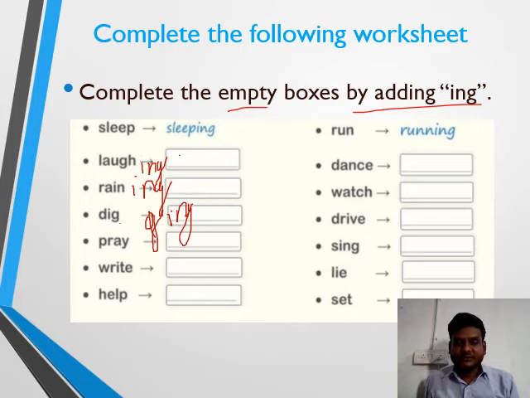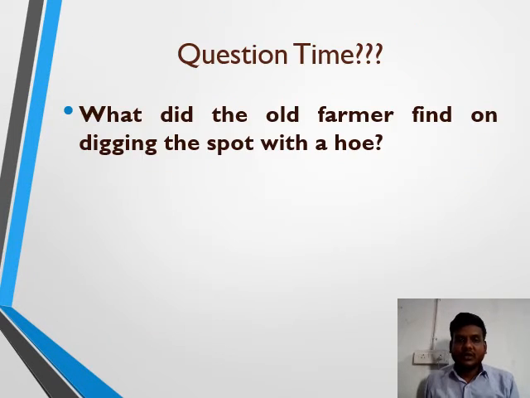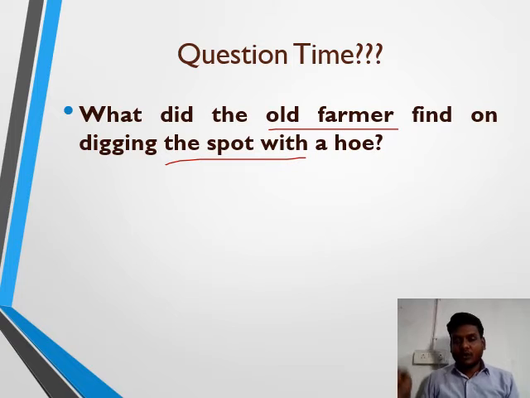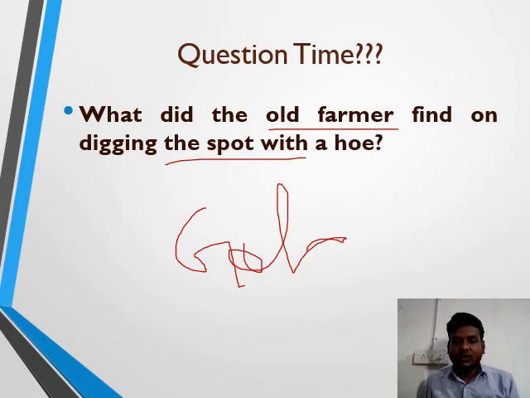Okay, student. What did the old farmer find out digging at a spot with a hoe? What did he find? Yes, student, write your answer in the chat box. He found the gold coin.